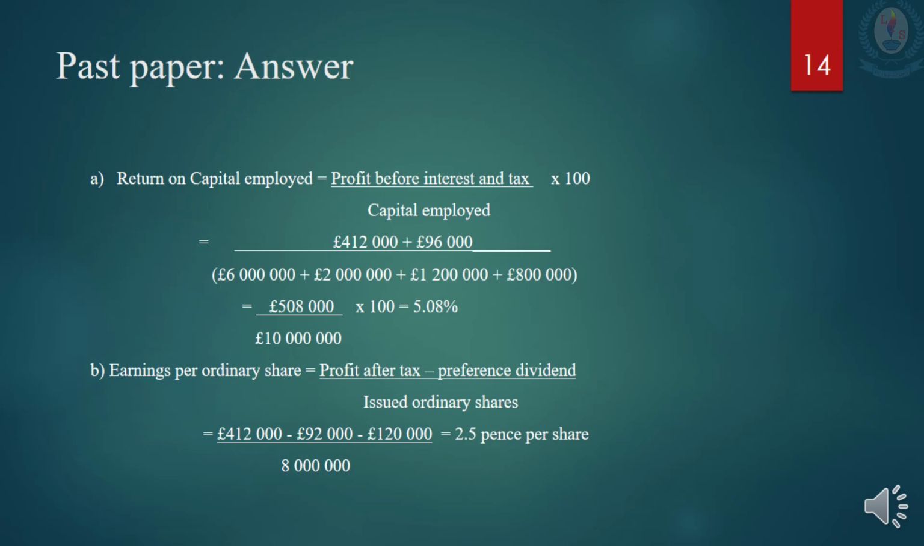Issued ordinary shares we need is the number, not the value. It is given as 8 million. Now put all the relevant figures into the formula. The earnings per share is 2.5 pence.